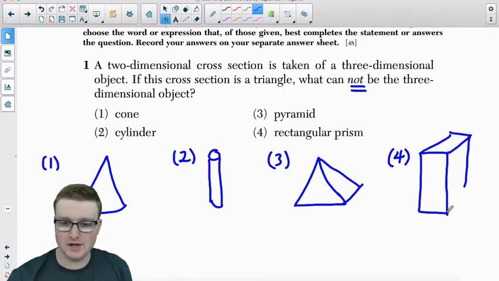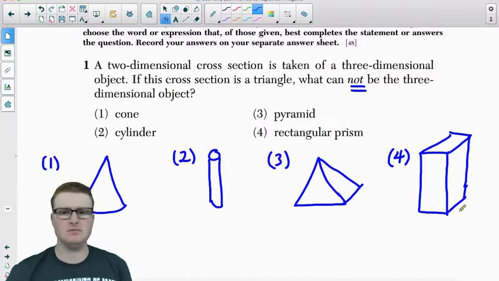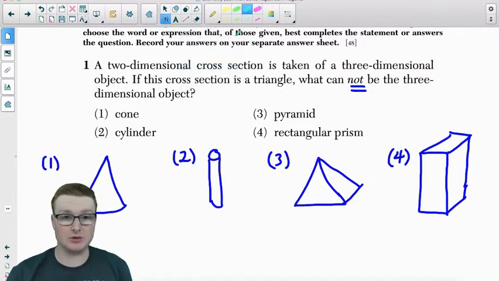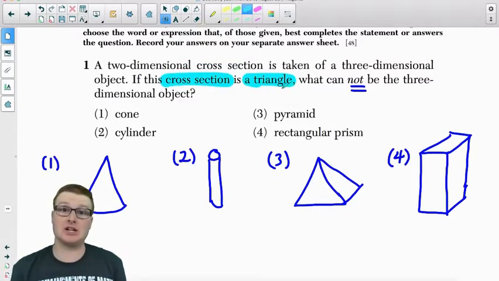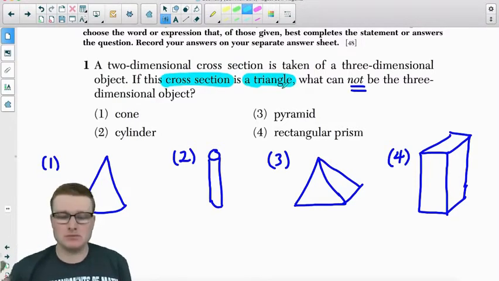And your goal is to figure out the cross section. So they're telling you what the cross section is. The cross section is a triangle. Remember what a cross section means. A cross section is if you take a knife or whatever cutting utensil and you just slice the object. What does it give you? Okay. So which cannot be the three-dimensional object?